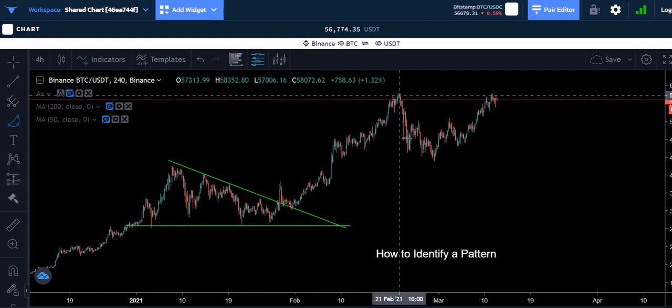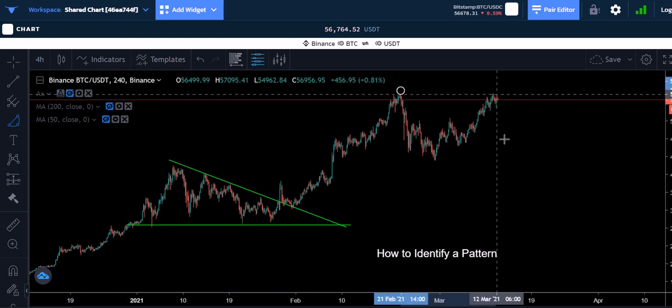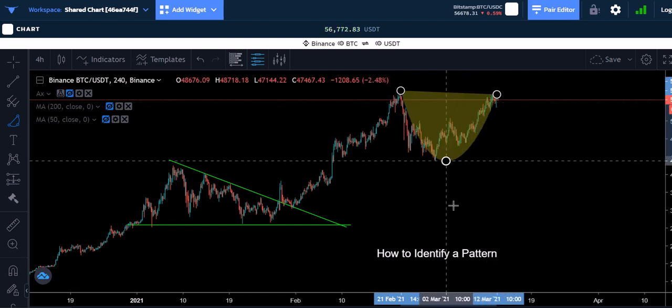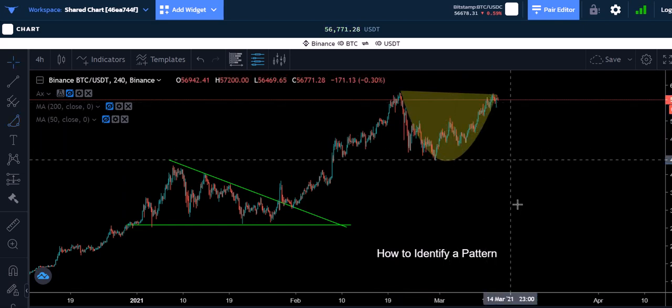Alright, so what I see right here, guys, is another weird pattern. What is that? It's kind of a cup shape, right?